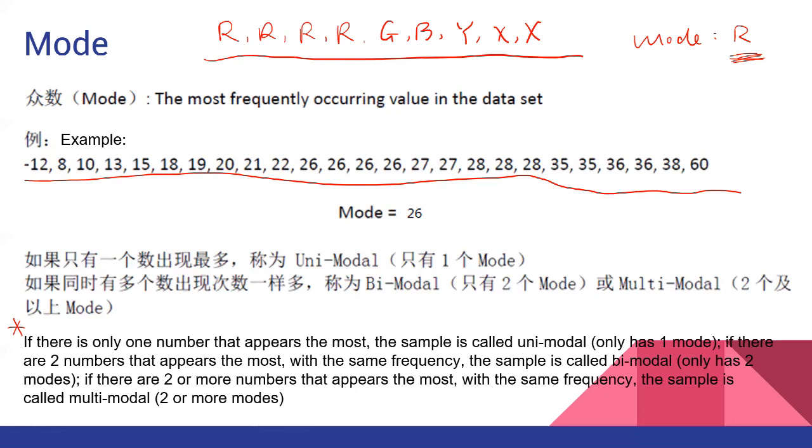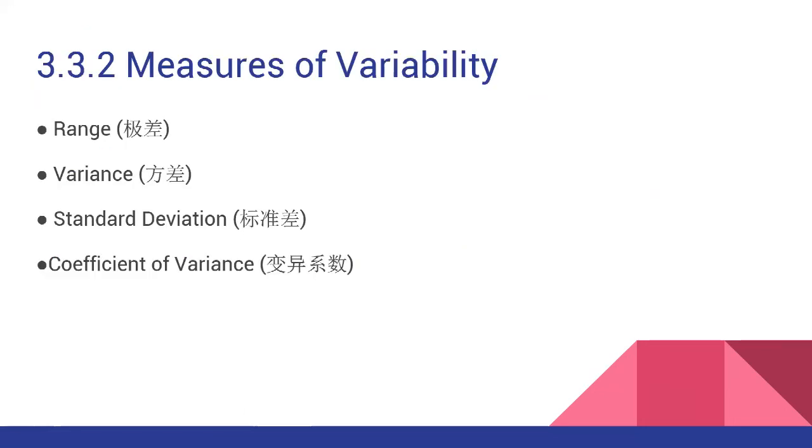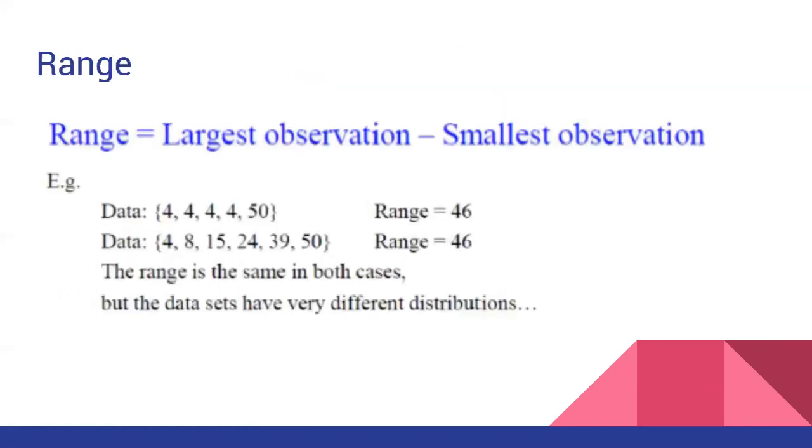No? Okay. Next, the second group of measurements is the measurements of variability. There are four measurements. First one is called range. Second one is variance. Next is standard deviation. And the last one is called coefficient of variance. So let's have a look at them one by one.